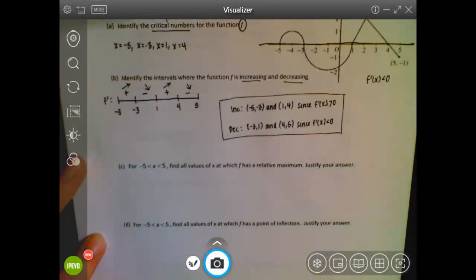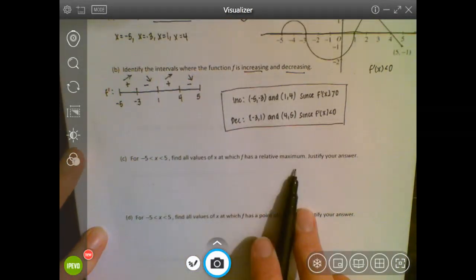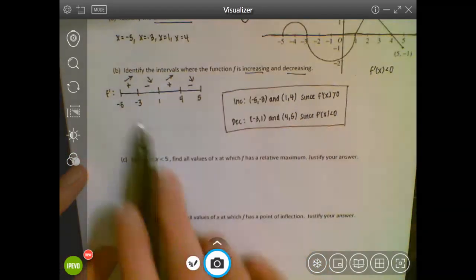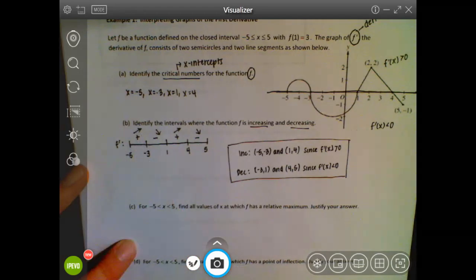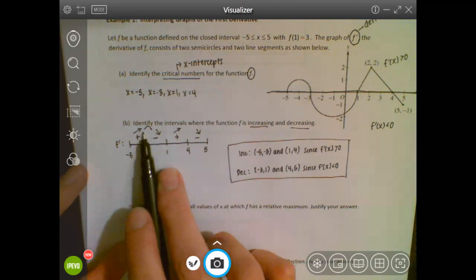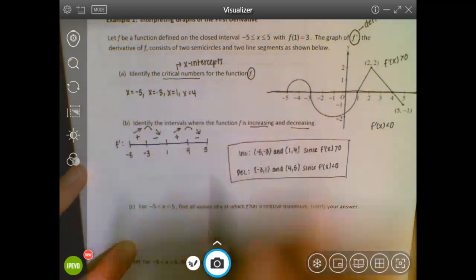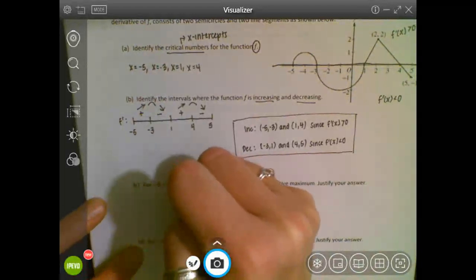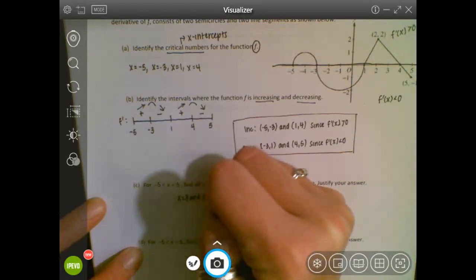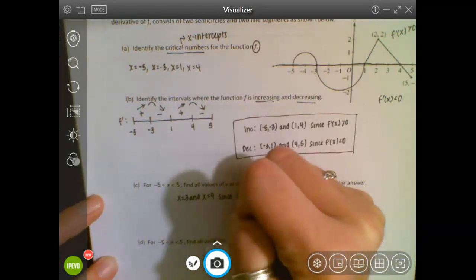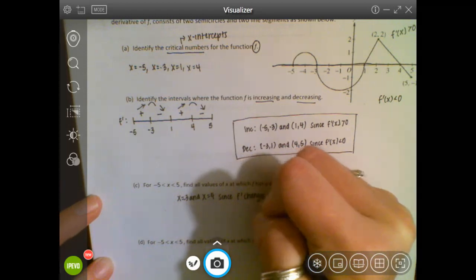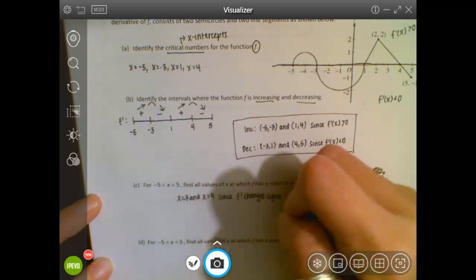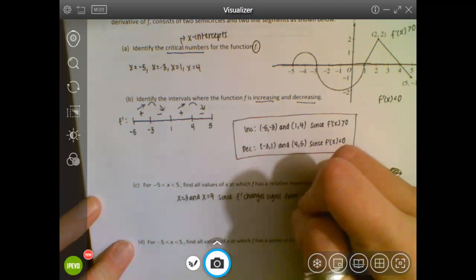Okay, so then we want to use this information to say, where do we have a relative maximum? So up here, if we look at our arrows, we would have a maximum going from increasing to decreasing. So this would happen at two places, the x value of -3, and this would also happen at the x value of 4. So x equals -3 and x equals 4. And I'm going to say my explanation would be, since f prime changes signs from increasing to decreasing.